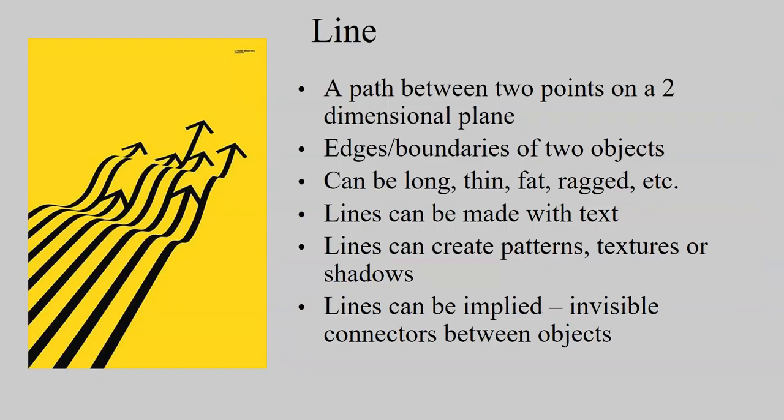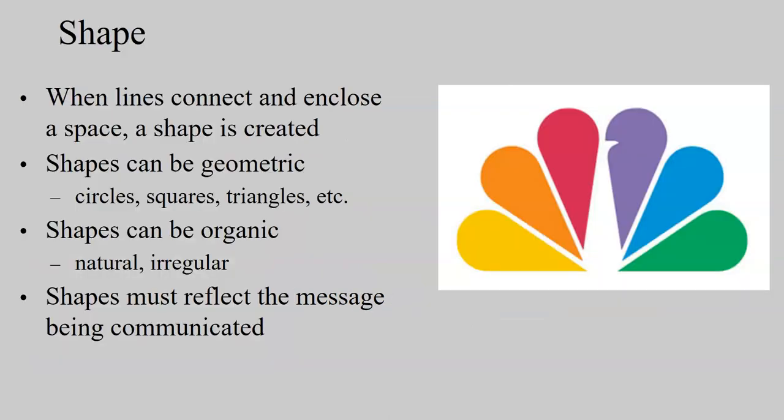The next element are lines, okay? And so a line is going to be a path between 2 points, right? So you know what a line is. It creates edges and boundaries of 2 objects. They can be long, thin, fat, ragged. They can also be made with text, which would mean that you created lines out of your text. Lines can create patterns, textures, or shadows. And lines can also be implied, meaning that whatever you created, there's lines within it that maybe are not necessarily defined, but they are there. So you can see kind of an example of lines on the picture here.